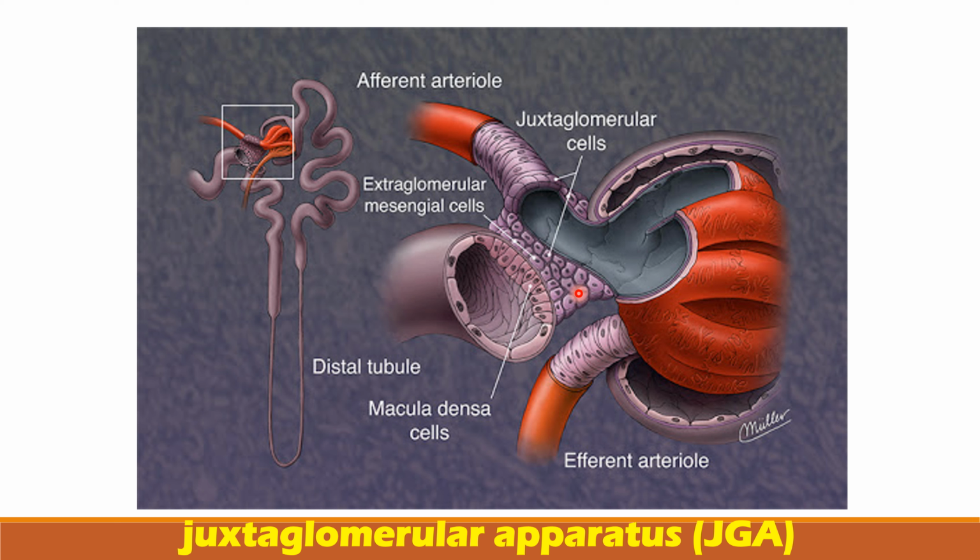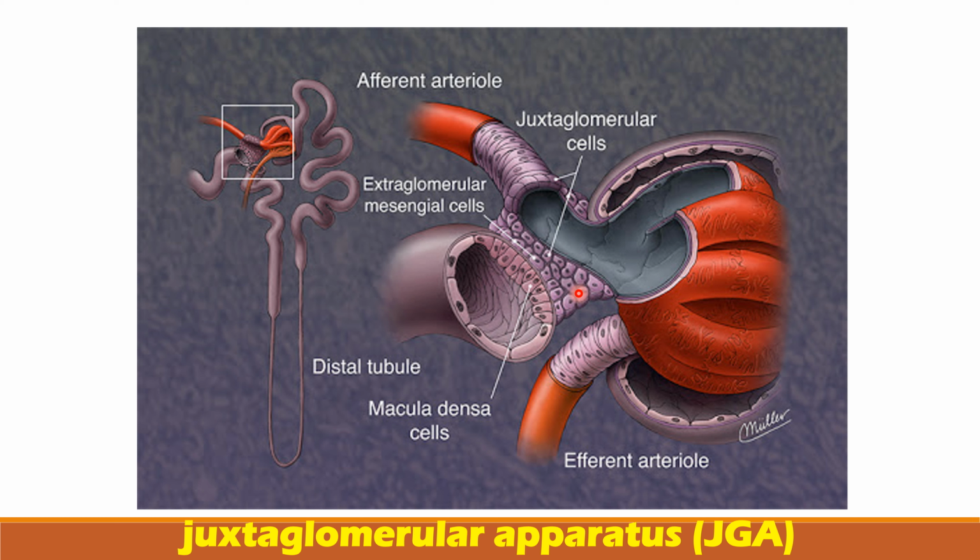The main function of the juxtaglomerular apparatus is to regulate, as I mentioned, blood flow to the glomeruli, and accordingly it will regulate the volume of the urine output. The second function is regulation of renin secretion. Renin is a hormone secreted by the juxtaglomerular apparatus, and it plays an important role in the activation of angiotensinogen into angiotensin 1.